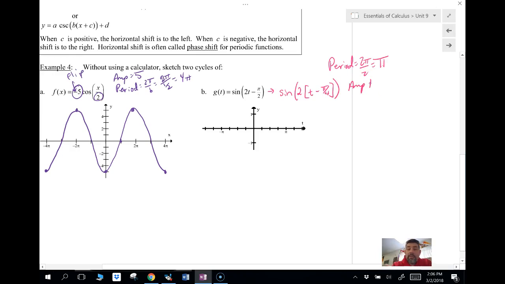Okay, so we've got sine. Now, normally sine's going to look like this, right? Sine's going to look like that. But instead of being here at 0, we're moving everything over pi over 4 units.